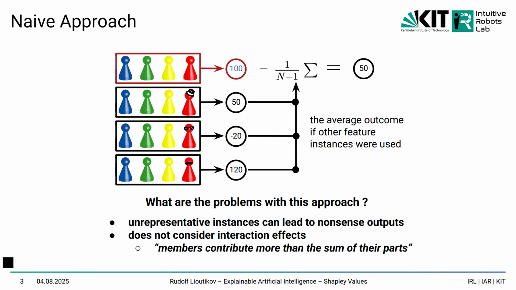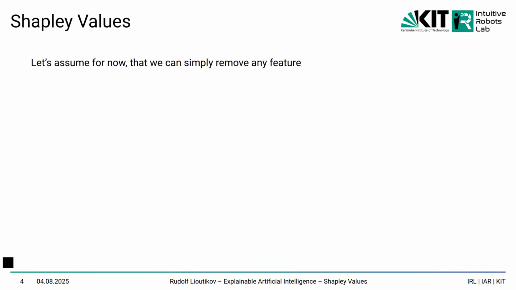So the idea here is basically that members contribute more than the sum of their parts, right? There are interaction effects that lead to a higher payout if they work well together than just replacing them one by one. The same player contributes in a different way to different teams, right? Make sense? So that's why this simple approach unfortunately doesn't work.